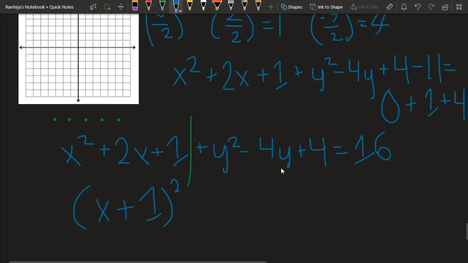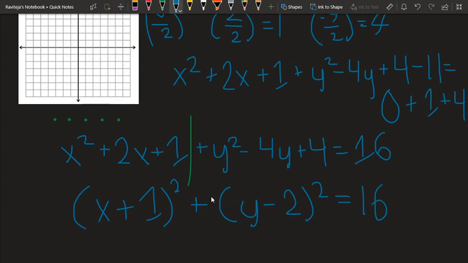Y squared minus 4y plus 4 can be factored into y minus 2 squared. And that's equal to 16. Well, if you look closely, this is the same format as the equations we've been dealing with. X plus 1 squared plus y minus 2 squared equals 16.